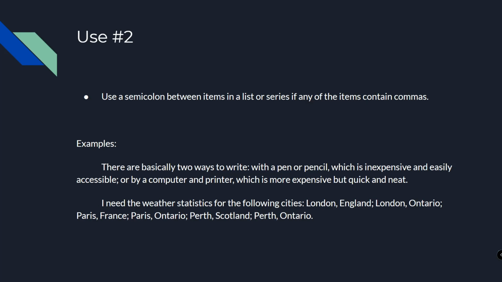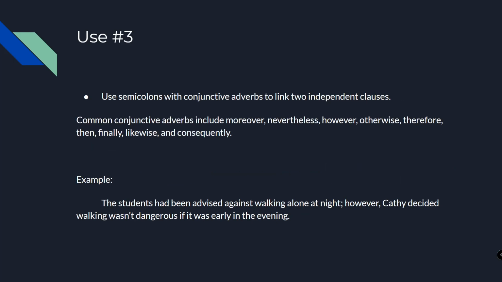The next example is, I need the weather statistics for the following cities: London, England; London, Ontario; Paris, France; Perth, Scotland; and Perth, Ontario. Since you need to use a comma to separate the cities, you must use semicolons to separate the different places.